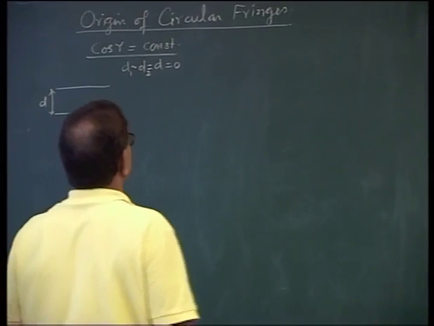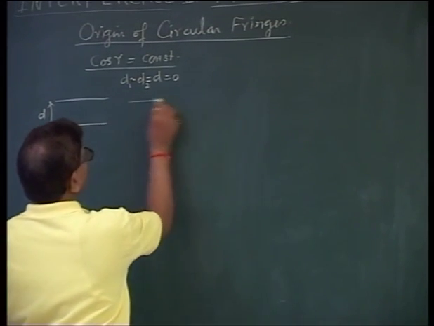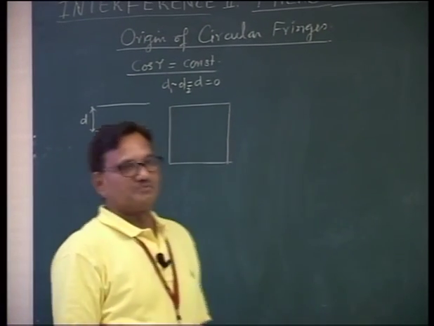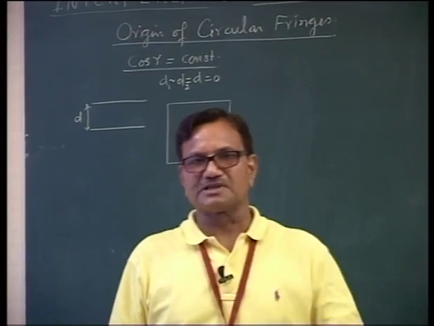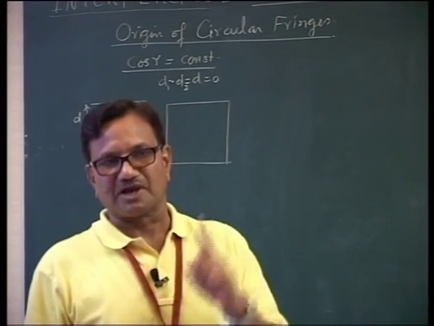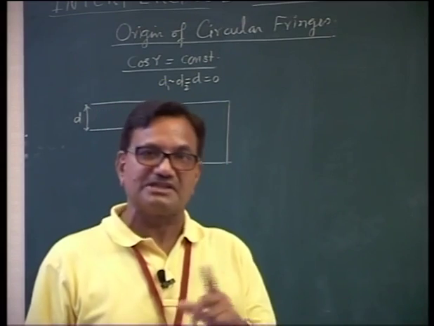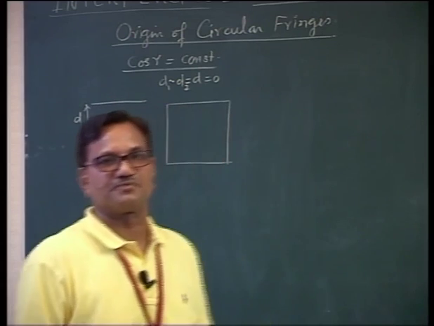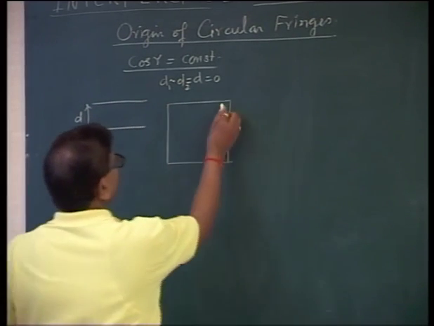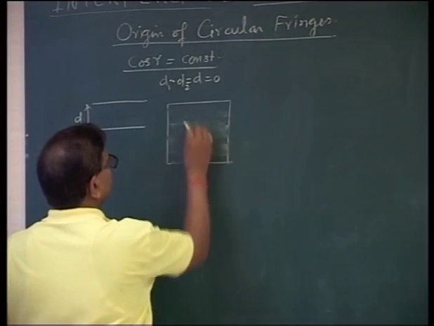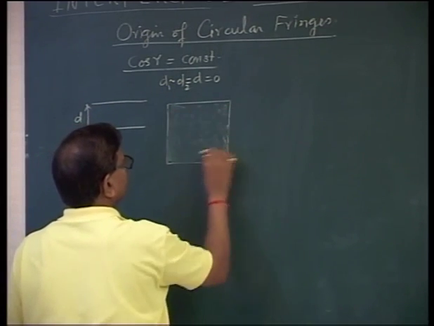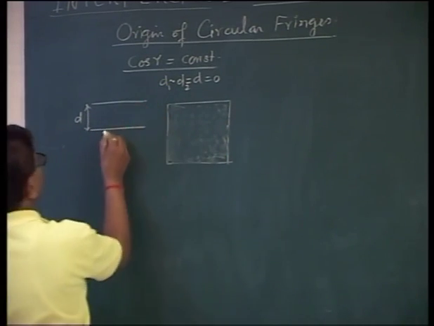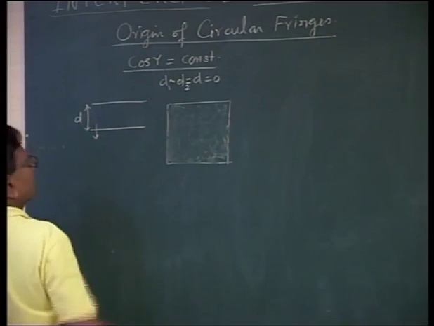In this case, the thin film has 0 thickness, but there is a path difference of lambda by 2 due to reflection of one of the beams from the denser medium, and therefore the net result will be a destructive interference. The entire field of view will be dark. Suppose now we move one of the mirrors.